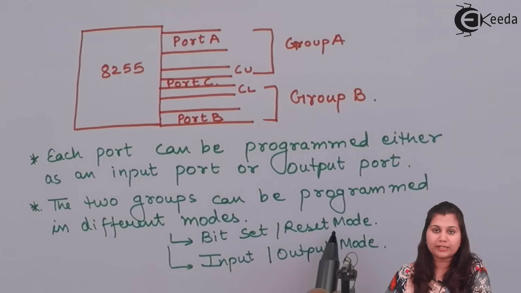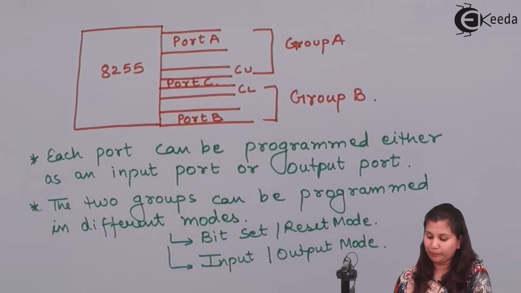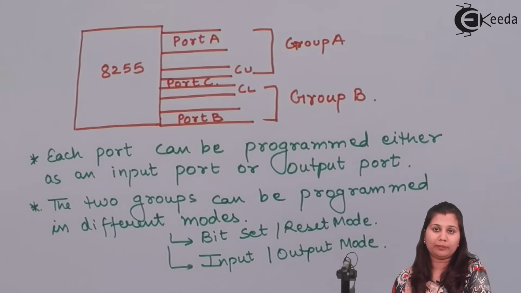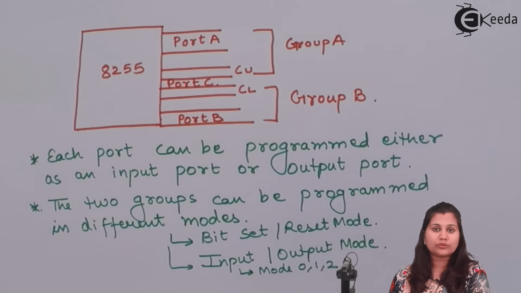The bit set reset mode decides which bits are to be set and which are to be reset. Whereas the input output mode decides which port is going to be used as an input port and which port is going to be used as an output port. And the input output mode is further divided into three modes, mode 0, 1 and 2. We are going to study these modes of 8255 in our other video.